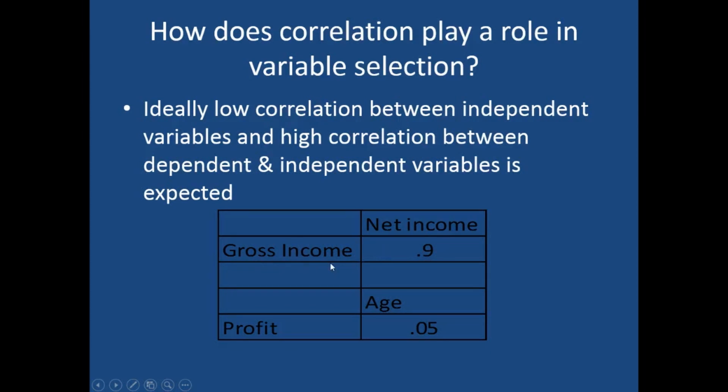Well, intuitively, if you even think, gross income and net income tend to be very similar variables, right? So they are highly correlated. Now these are two independent variables, so there is a huge overlap between gross income and net income, right? So it's always good that we drop one of these variables from the model, because otherwise you are using the same information again and again and making the model more complex.